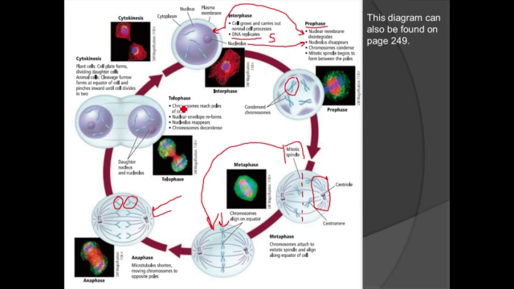Now, the very last phase is called telophase. This is basically returning everything back to normal. So as you can see, the nuclear envelope is returning. This little purple part here called the nuclear envelope is coming back. The nucleolus is coming back. The sister chromatids are finding their homes in their new nucleus.